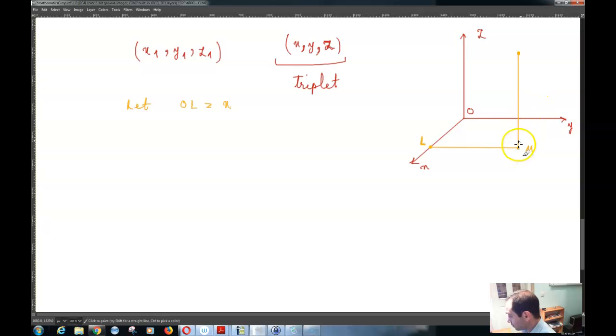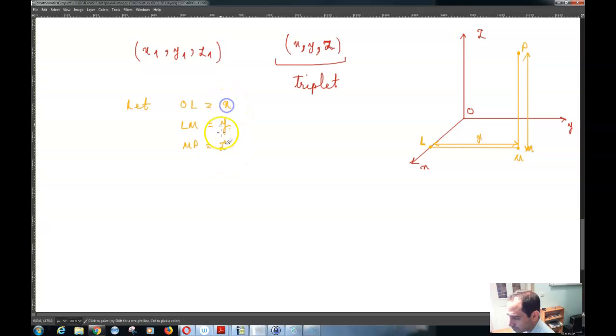Now LM, you can call it y, this distance over here. So LM is equal to y, and MP. So this point is basically called P, of course. MP, I call this point as, this is M. So MP, I call it Z.